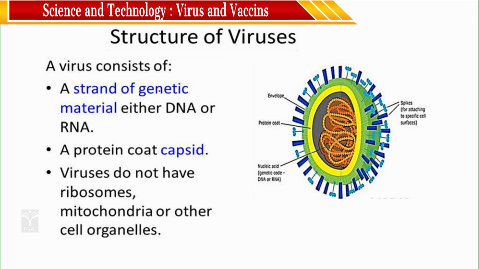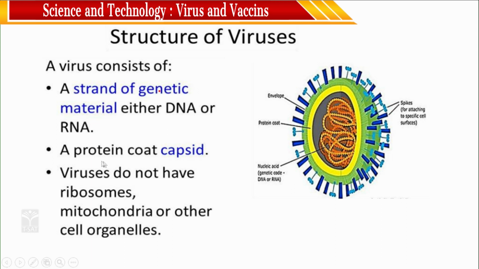The viruses which have RNA as genetic material are called retroviruses. So retroviruses are considered to be more dangerous. Why is it so? I will be discussing that in the upcoming discussion. So one of the main components of a virus is the genetic material.